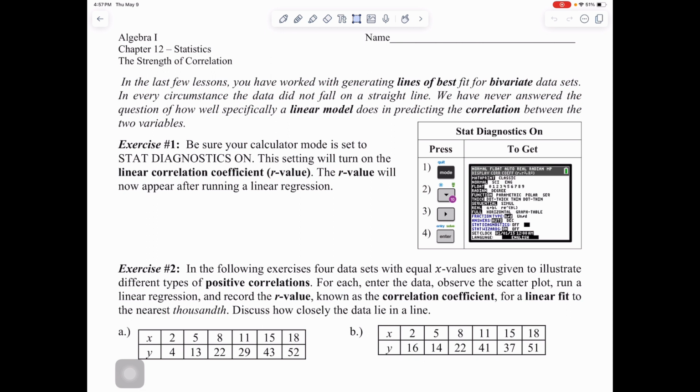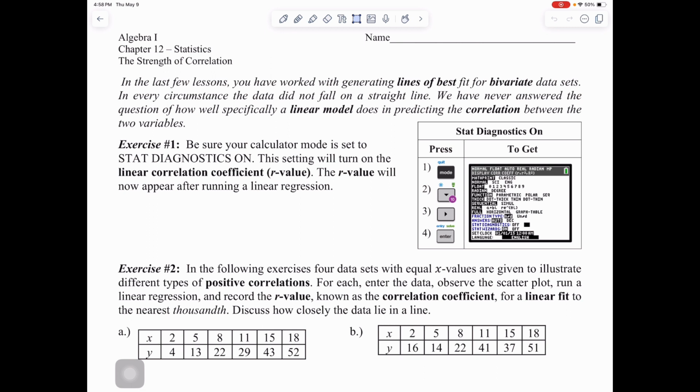In every circumstance, the data did not fall on a straight line. We have never answered the question of how well specifically a linear model does in predicting the correlation between the two variables. So that's what we're going to talk about today, how strong the correlation is. To do that, we have some new calculator strokes that I want to show you. And again, what we're looking at today is how well a linear model is predicting the correlation between these two variables.